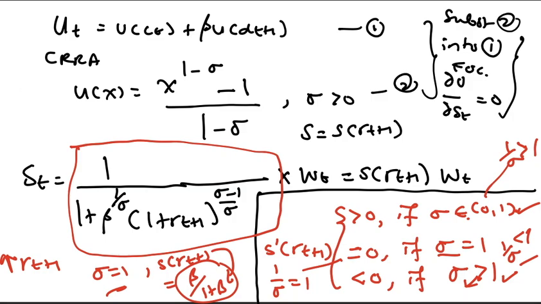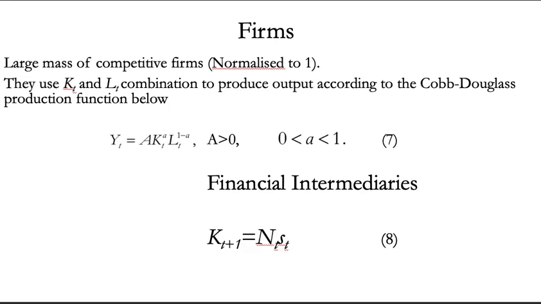Now we move to the firm. Let's talk about firms. In the economy, we have a huge number of competitive firms. So we have a large mass of competitive firms, let's say 100,000 or whatever, but we normalize it to 1 for simplification of calculation. All of them use a combination of capital K_t and labor L_t so that they can produce output according to the Cobb-Douglas production function below, which is equation 10.